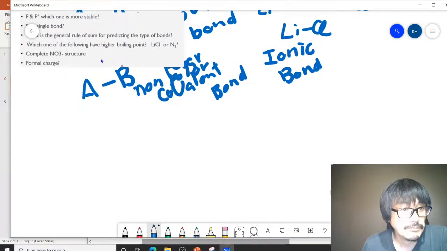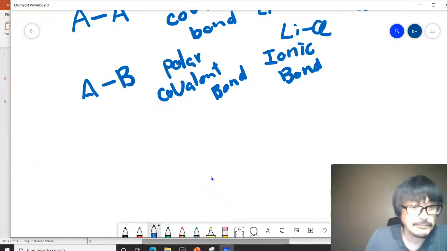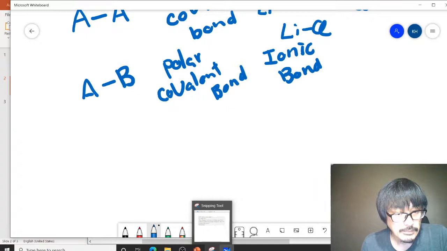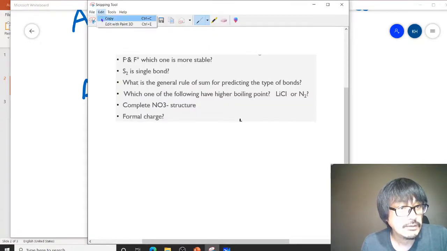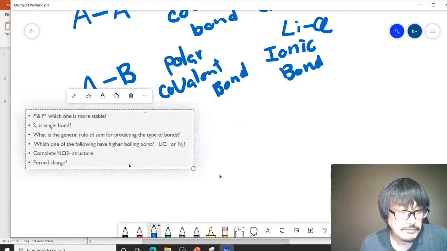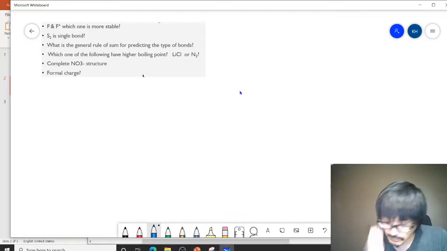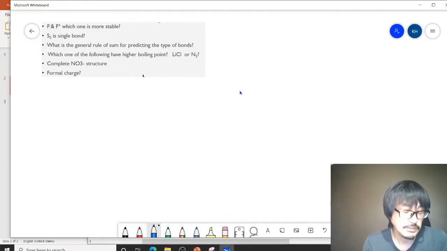Once again, if you take a look at the actual lecture videos, you really have to use electronegativity to predict which one is going to be ionic and which one is going to be polar or non-polar covalent. But the general rule is that sometimes it works, sometimes it doesn't.